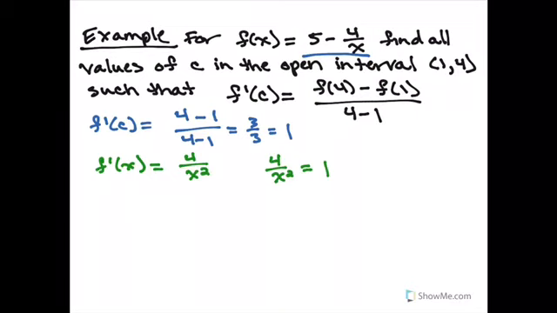If I multiply both sides by x squared, we get x squared equals 4. Then x equals, when you take a square root, what do you put in front of it? Plus or minus 2. But look at our interval. I only want x values that are in my interval from 1 to 4. So it's only positive 2. So we're going to say that our c, our x value, is 2.